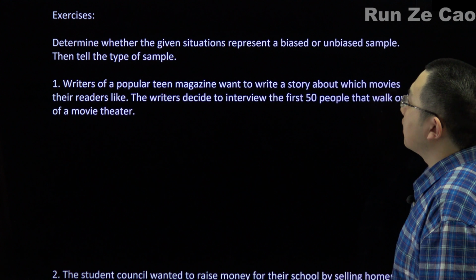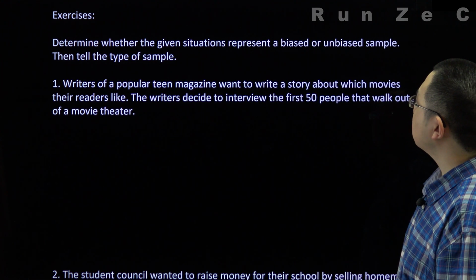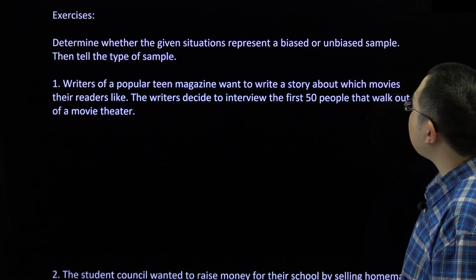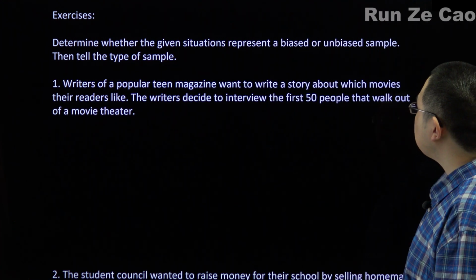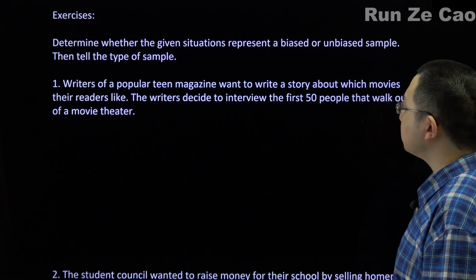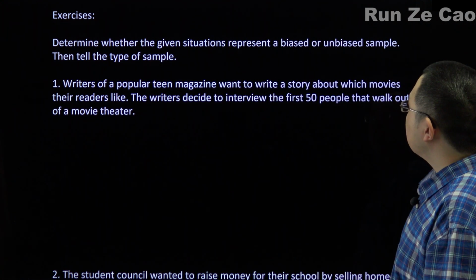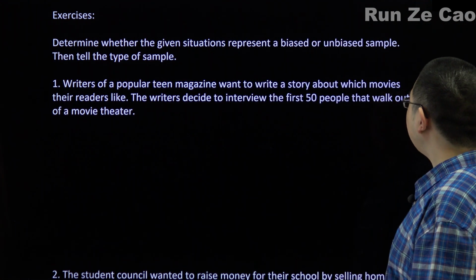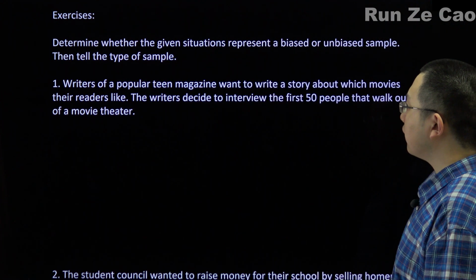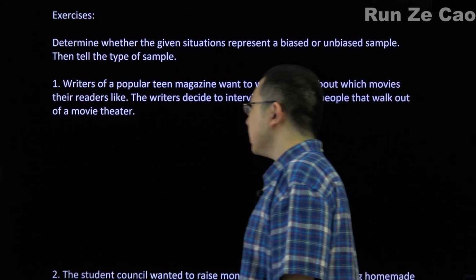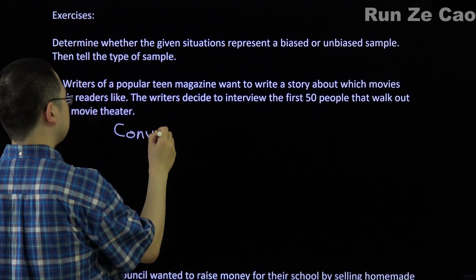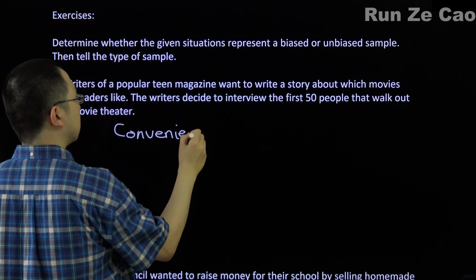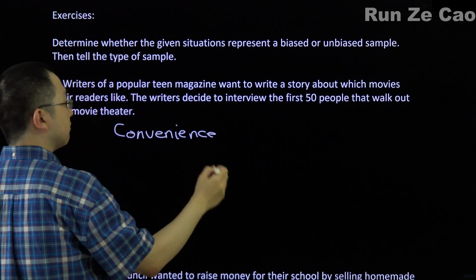Alright, exercises. Determine whether the given situations represent a biased or unbiased sample, then tell the type of sample. Writers of a popular teen magazine want to write a story about which movies their readers like. The writers decide to interview the first 50 people that walk out of a movie theater. This is a convenience sample. And it is biased.